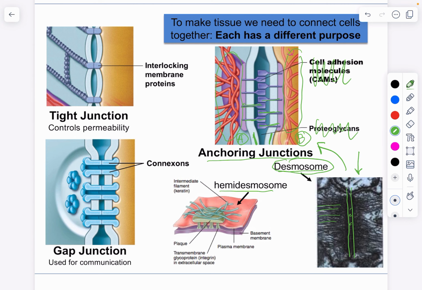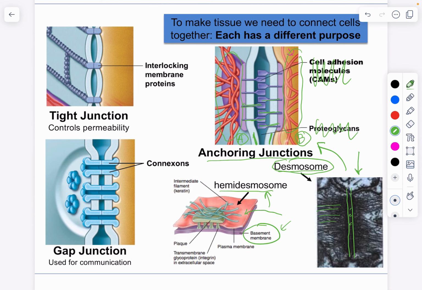Another type of anchoring junction is called a hemidesmosome. That's what you're seeing here, or half. And what the hemidesmosome is doing is it's actually anchoring one cell, which you see here, to a basement membrane. So not only do we need to hold cells together to each other, but we also need to hold those cells down onto something so those cells don't just drift away. So that is what the hemidesmosome is doing. It's going to anchor a cell to a basement membrane, okay?